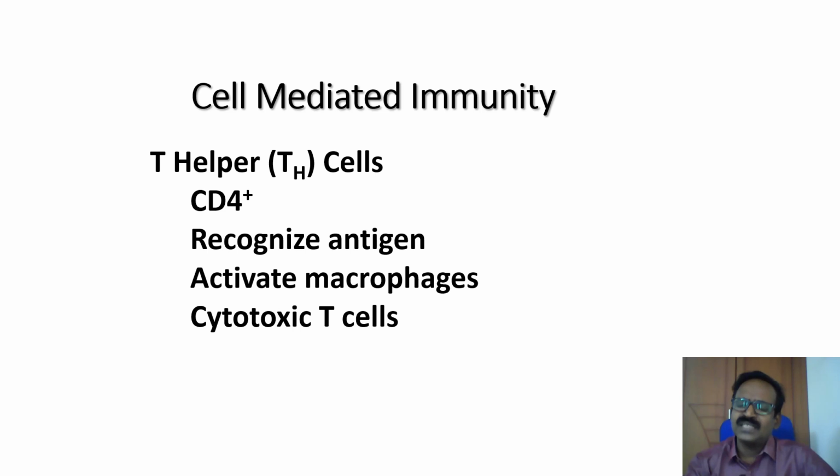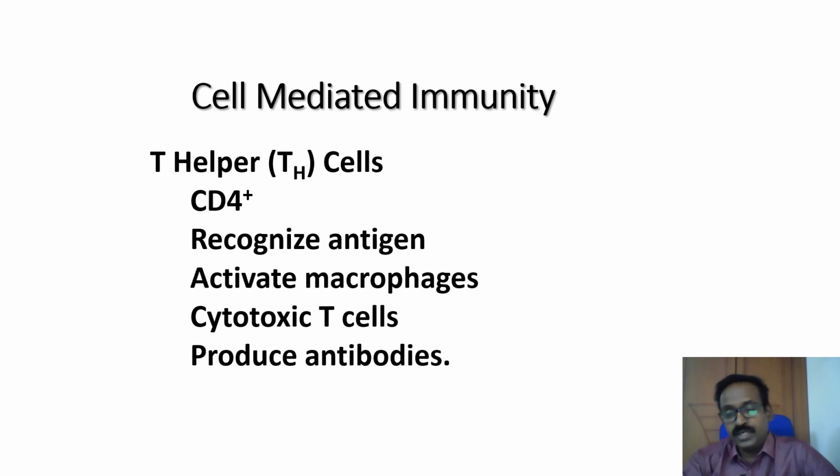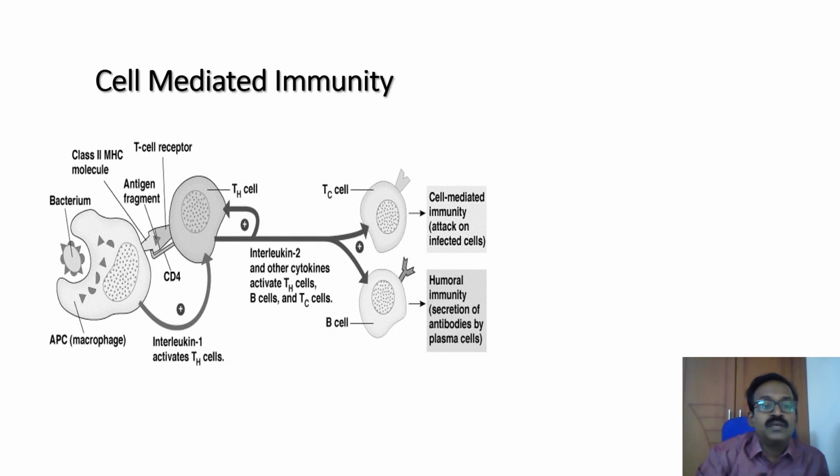T helper cells also play a role in antibody-mediated immunity. They are not only involved in cell-mediated immunity; they stimulate the plasma cell to produce the antibody. When the antigen on the surface of the antigen presenting cell binds with the helper T cell, the helper T cell has two types. Type 1 helper T cell stimulates cell-mediated immunity.